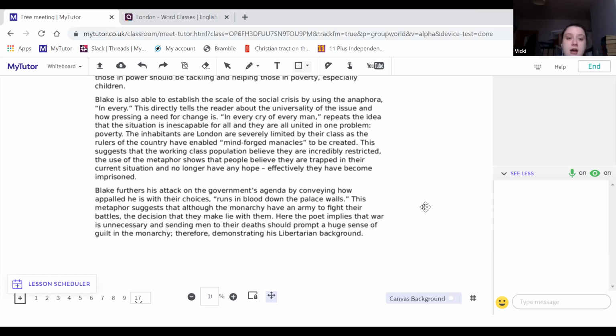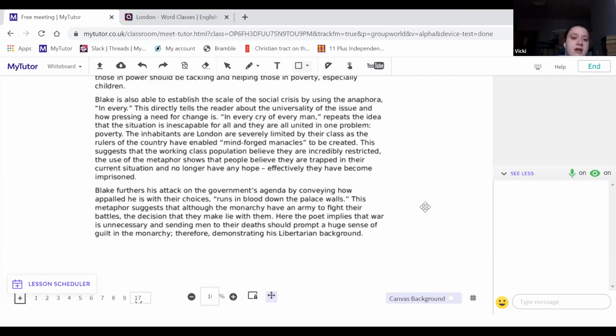The inhabitants of London are severely limited by their class, as the rulers of the country have enabled "mind-forged manacles" to be created. This suggests that the working class population believe they are incredibly restricted. The use of the metaphor shows that people believe they are trapped in their current situation and no longer have any hope. Effectively, they've become imprisoned. So I've talked about linking words there. So "prison" and "manacles" would be in the same semantic field because they link together.